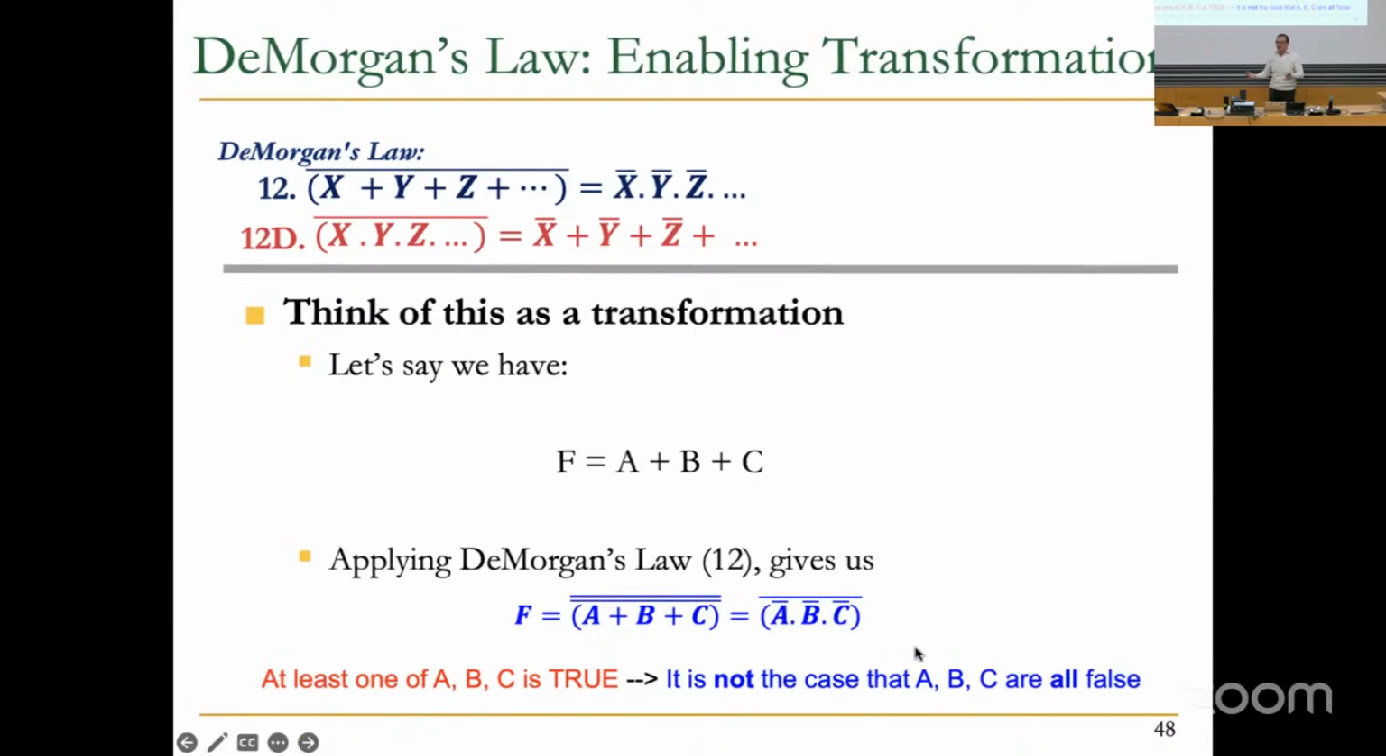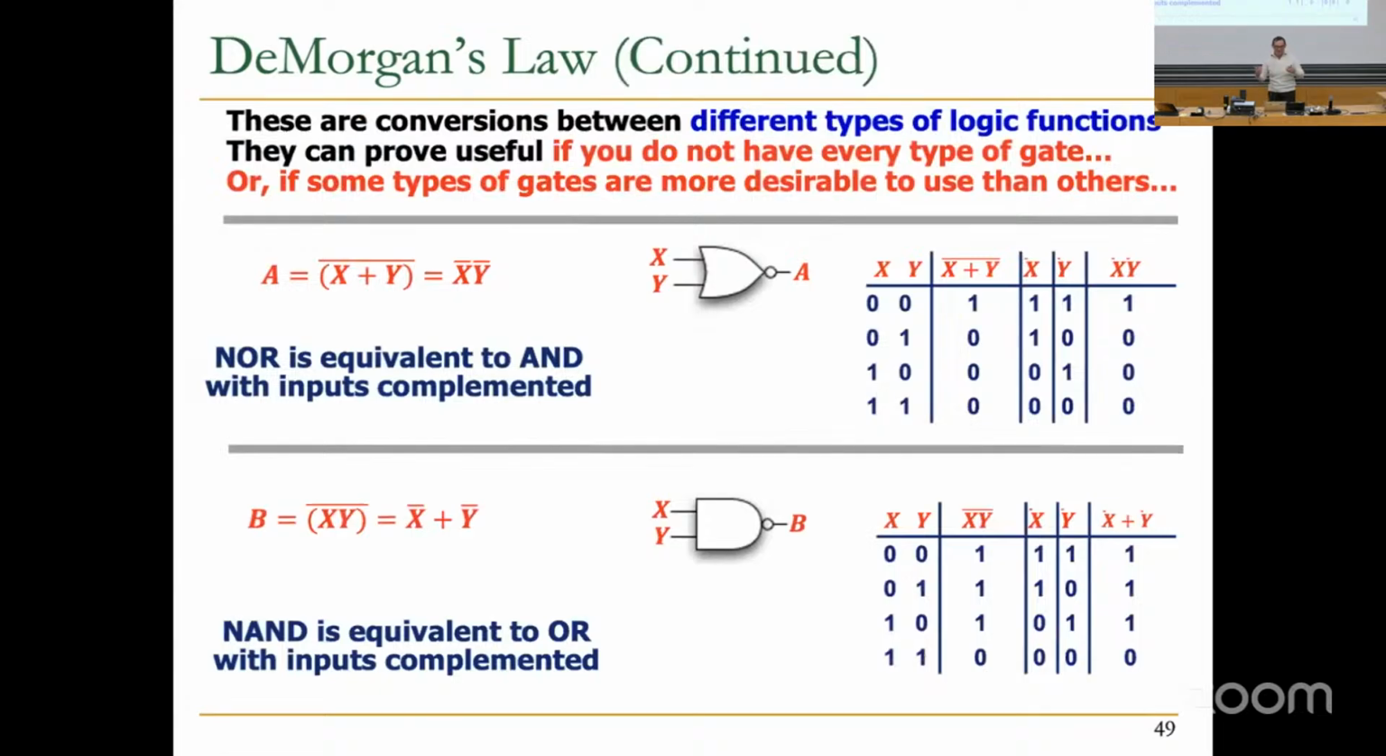Now, why are we bothering through this? Okay, now we've gotten to the interesting part. These conversions are useful. They're basically conversions between different types of logic functions. They can prove useful if you do not have every type of gate, or if some gates are more desirable to use than others. For example, you've designed an extremely fast NOR gate, as we have seen earlier, maybe a pseudo-NMOS NOR gate, and you want to use it all the time. You want to convert everything to NOR. You go through these transformations to convert everything to NOR gates. Make sense? Okay, that's the idea basically.